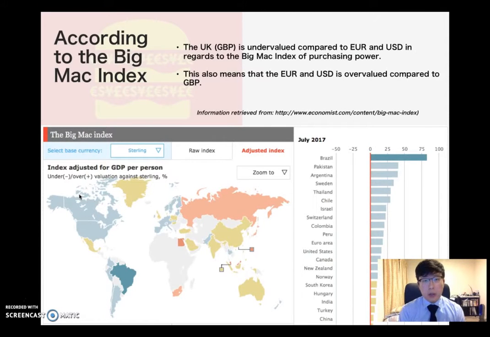So I will keep talking about the Big Mac, and this is an overview of it. According to the Big Mac index, the UK Great British pound is very undervalued compared to the euro and the US dollar. This also means that the euro and US dollar are overvalued compared to the GBP. You can see from the information below, retrieved from The Economist.